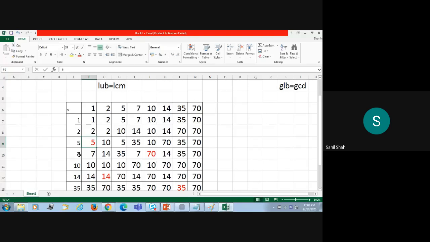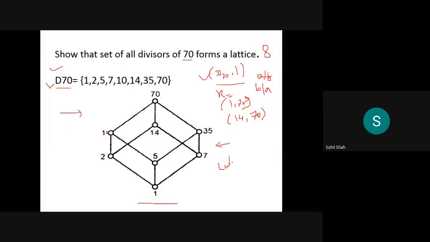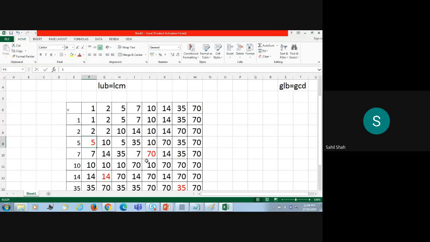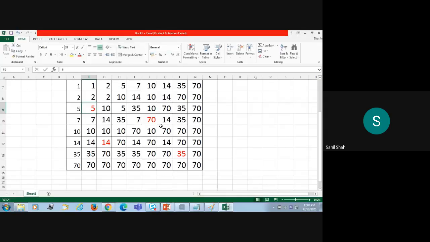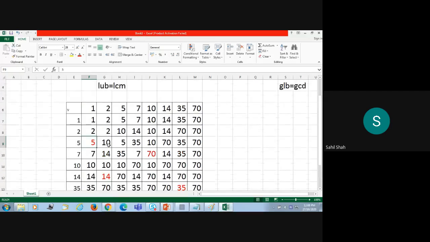For 7 and 10, what are the least upper bounds? For both, I am observing that only 70 is acting as the least upper bound. In a similar manner for 14 and 2. We will be left with 14 and 2, isn't it?